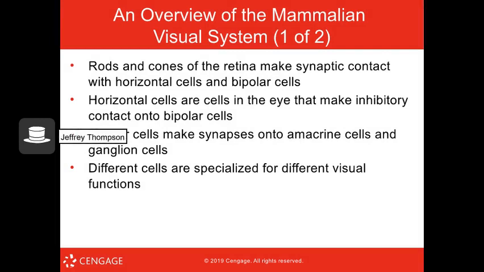So just to review, we have rods and cones on the retina. They make synaptic contact with the horizontal and bipolar cells. Horizontal cells in the eye make inhibitory contact with bipolar cells. Bipolar cells make synapses onto amacrine and ganglion cells, and different cells are specialized for different visual functions.